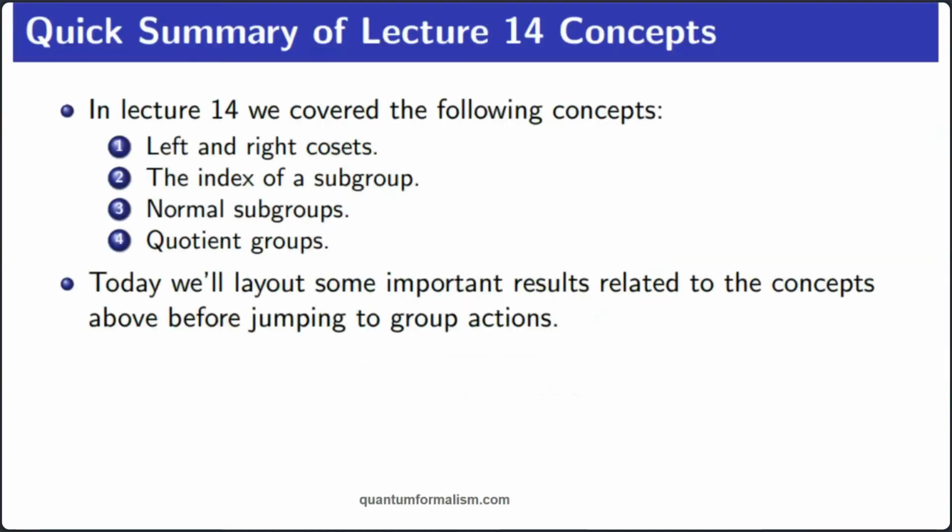Just to recap from the past session, I think we went through left and right cosets, though we mostly stuck to left cosets. We defined the notion of index of a subgroup, right? And then we covered normal subgroups. And finally, I think the last thing we covered, right, Georgia, was this notion of quotient groups.